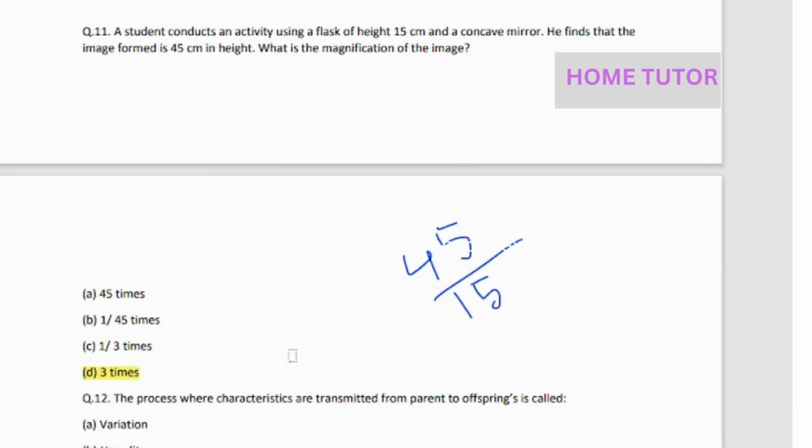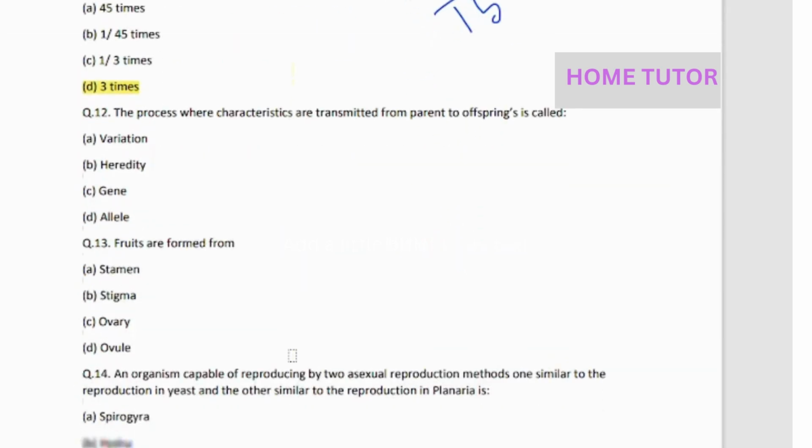Next question, question number 12. The process where characteristics are transmitted from parent to offspring is called heredity, option B.